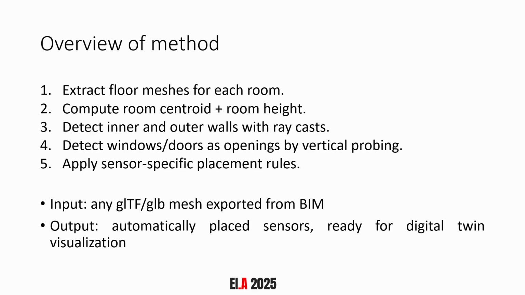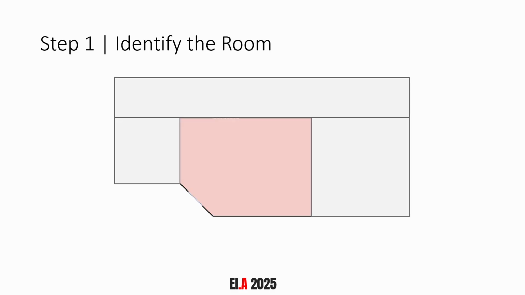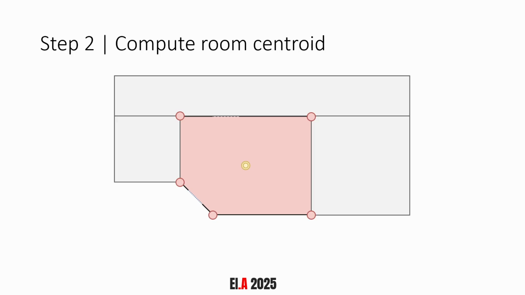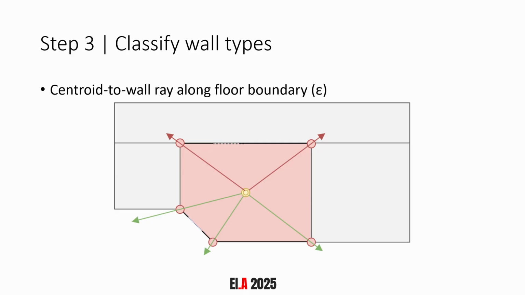And the output should be automatically placed sensors ready for digital twin visualization. Step 1, we identify a room. Step 2, we compute the centroid from the average position of all the vertices from the floor mesh. Classify wall boundaries, it's the same as from the demonstration.